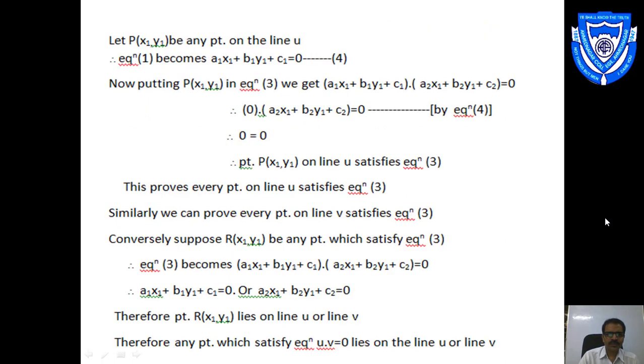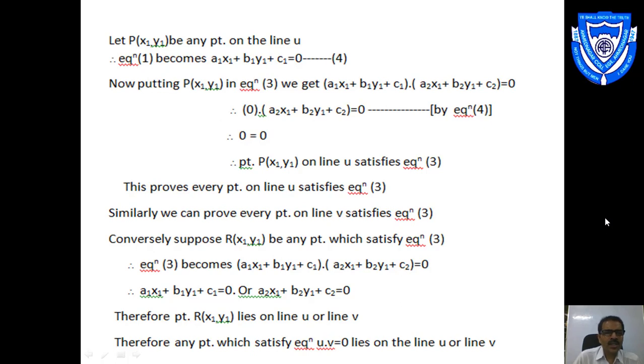So in the first part, let us take a random point, say P of x1, y1, which belongs to line U. This is the arbitrary point which belongs to line U that we have taken. Now we want to show that the point P of x1, y1 which belongs to line U satisfies equation 3.